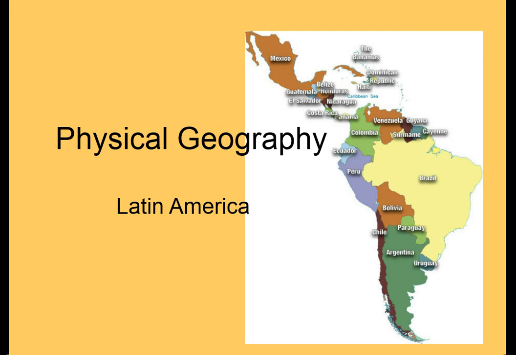Welcome back. You can see the political map on your right-hand side of the screen, showing you the countries of Latin America. Mexico at the top, Belize, Guatemala, El Salvador, Honduras, Nicaragua, Costa Rica, Panama. And then our islands over here in the Caribbean, Cuba, Jamaica, Haiti, Dominican Republic, the Bahamas, Grand Cayman Islands somewhere in there.